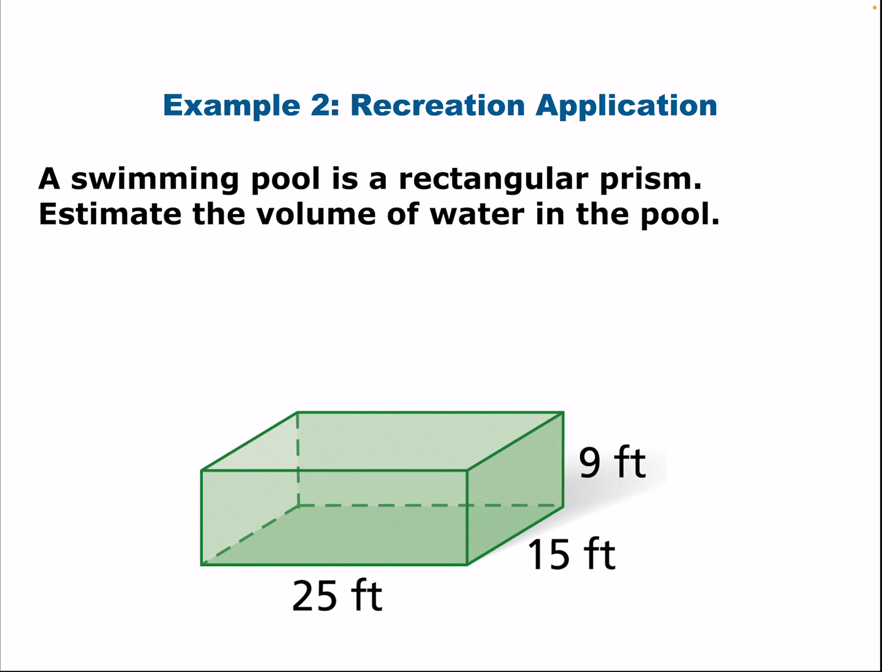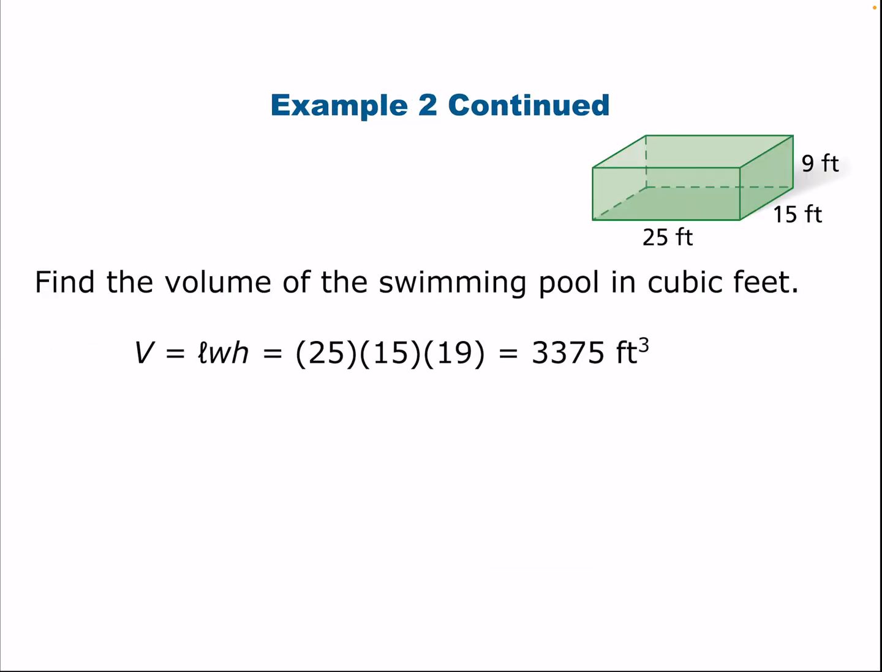A swimming pool is a rectangular prism. Estimate the volume of water in the pool. What is the volume of water in the pool? So try this out on your own. Pause the video and work this out. Okay. So again, length times width times height. You should have multiplied 9 times 15 times 25, which would have given you 3,375 feet cubed.